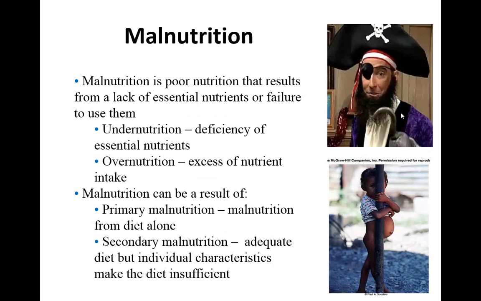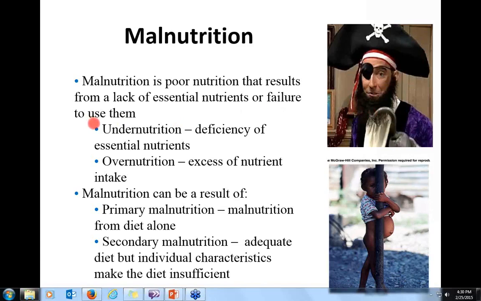Another aspect of nutrition is malnutrition, and that comes in a couple different forms. You can either be deficient, or undernourished, or you can get an excess of nutrients. Here is a pirate. Sometimes, this is Patchy the pirate. Scurvy can be caused by loss of vitamin C, and this child here has a disorder that comes from lack of protein.